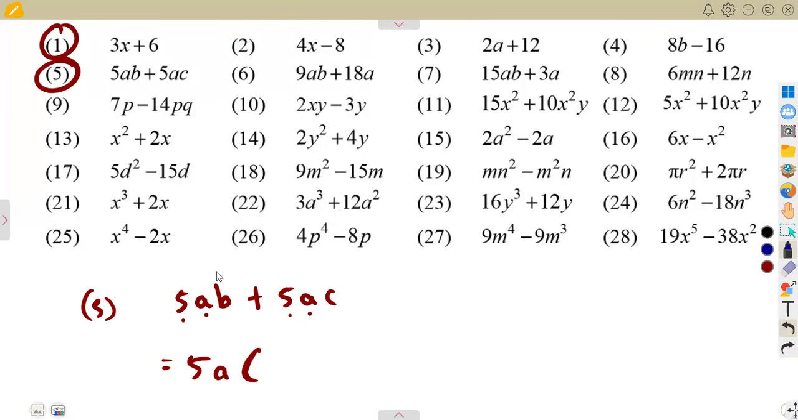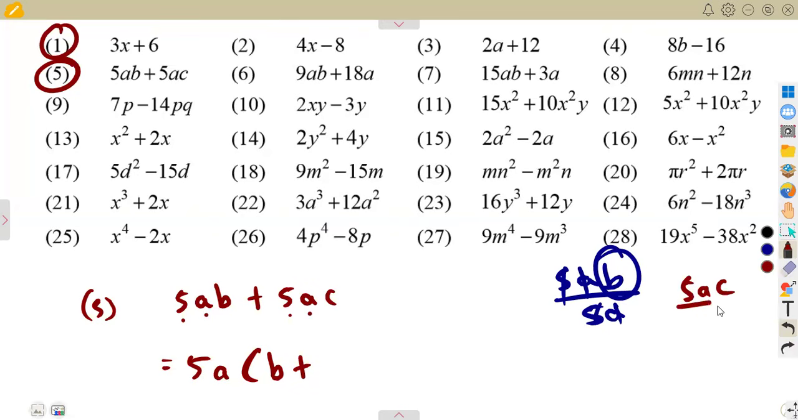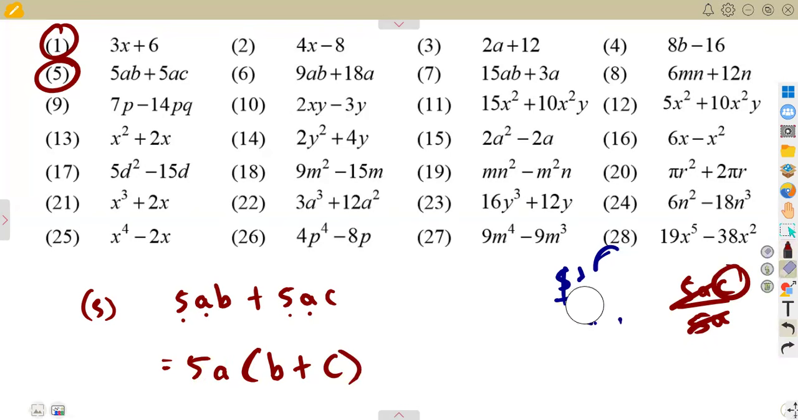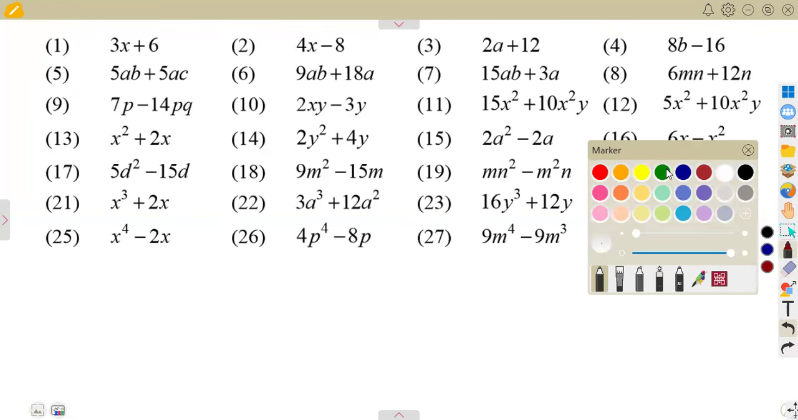Then we divide 5ab by 5a. What are we going to have? 5ab divided by 5a, you see that these will cancel, and you remain with b. Plus, in this case, 5ac divided by 5a: you cancel the 5a and 5a and remain with c. So that is the idea that you're going to have. This is the simplest form that you're going to have at the end. So that was question number 5. I want you to try as many questions as you can.